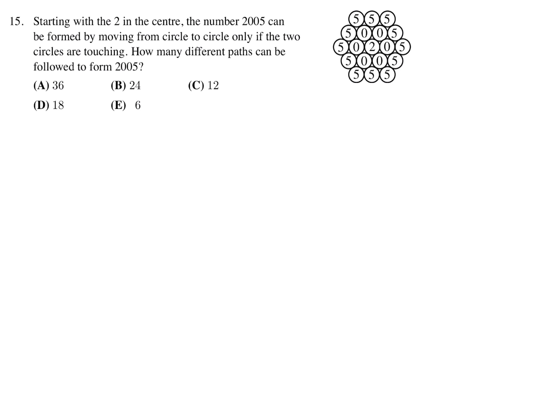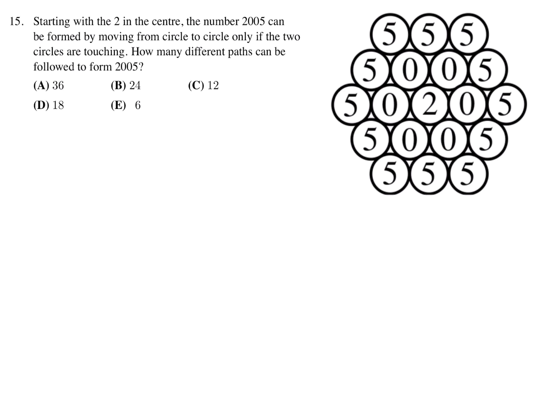Starting with the 2 in the center, the number 2005 can be formed by moving from circle to circle only if the two circles are touching. How many different paths can be followed to form 2005? So I've got this diagram, blew it up a little bit.